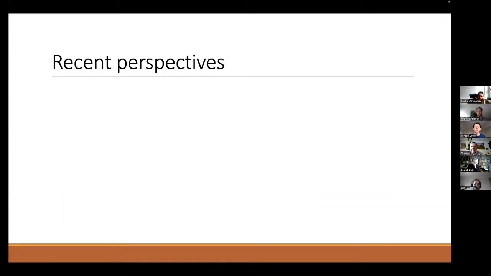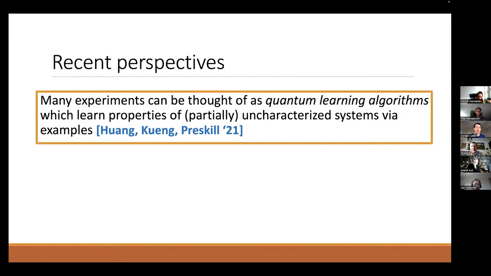So there have been some recent perspectives on this question. One, due to Huang, Kueng and Preskill last year, in which they stipulated that many experiments can be thought of as quantum learning algorithms, which learn properties of partially uncharacterized systems via examples. So this is a pretty intuitive perspective on what an experiment is.